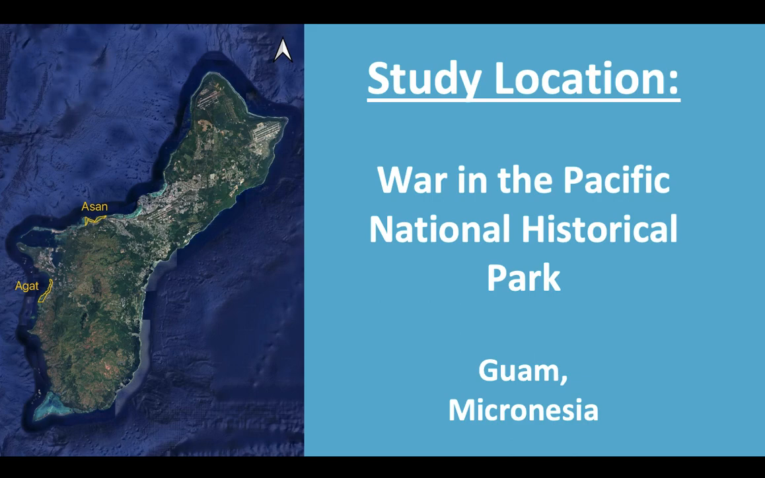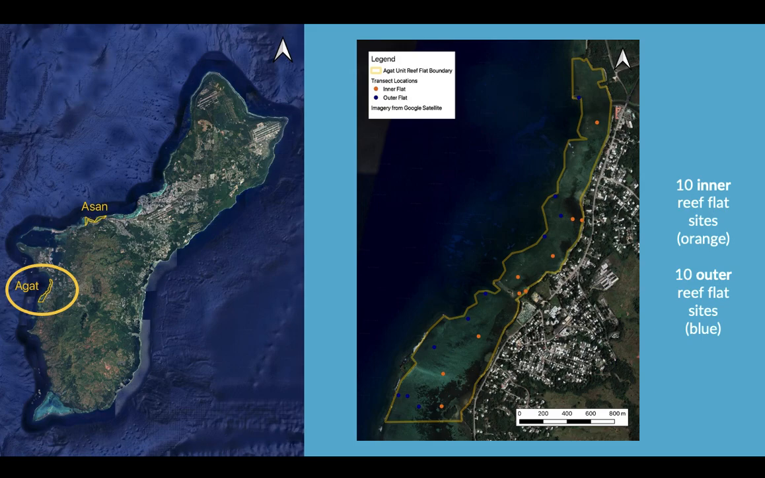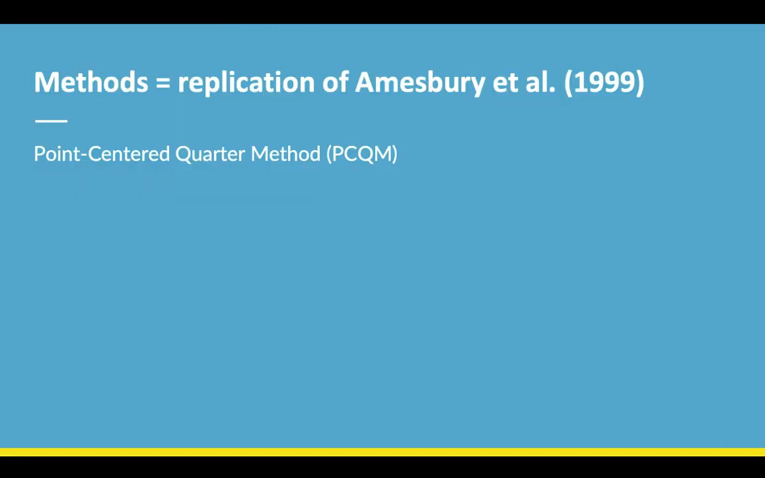This is again a map of Guam, and these two units are part of one of the NPS units in Micronesia. So within each of these two units, I did 10 transects on both the outer reef flat and then another 10 on the inner reef flat. So this is at Asin, and then again down south at Agate.